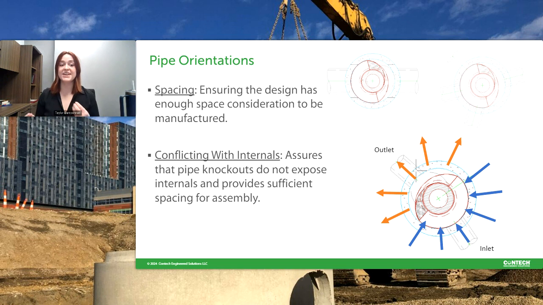And another consideration with the pipes is multiple pipes. We can accept multiple inlets. We can have inlets coming from any angle on certain units. There are some limitations, of course, because you have to have an outlet. So for this image on the bottom, you can have an inlet in any of the blue area, and you can have an outlet in any of the orange area. If you have multiple of them, you want to ensure that those pipe knockouts don't expose the internals. You don't want the weir, the splitter, or the inlet flume to be exposed, and you want to provide sufficient spacing for the internal components to be assembled.